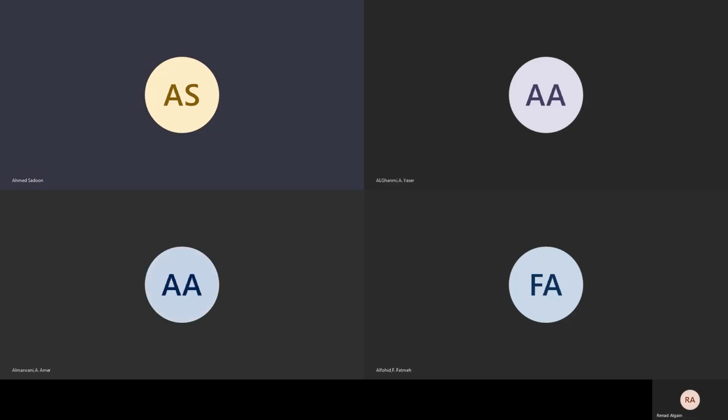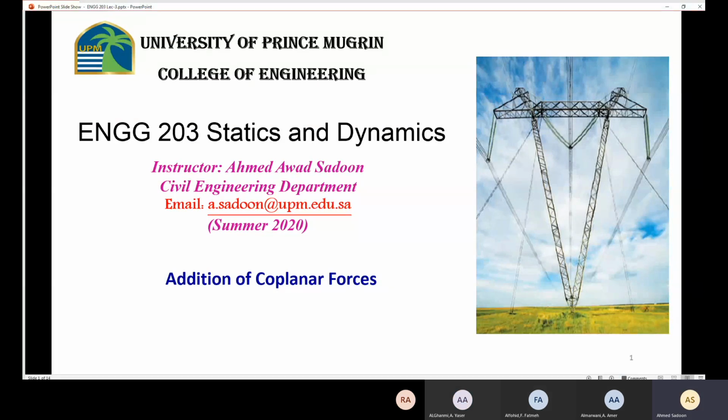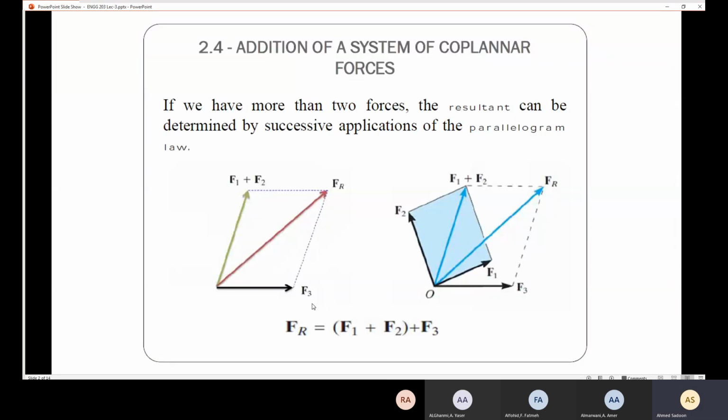So let's get started. We are going to have a new topic here today, and we are going to build on what we had in the previous lecture. Today we are going to talk about the addition of coplanar forces. Last time we learned that if we have forces like this, we can calculate the resultant using the parallelogram law.